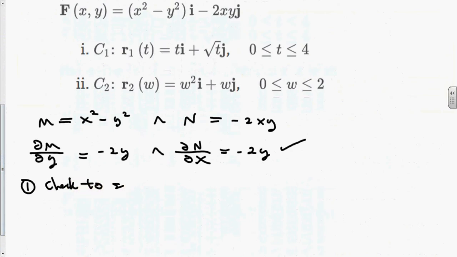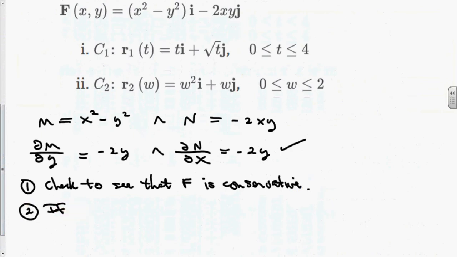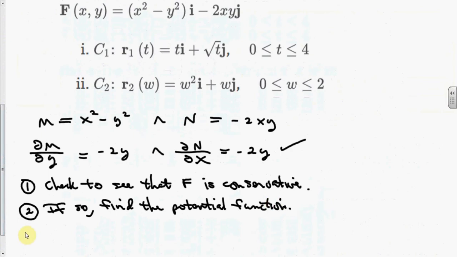So here are the steps. Step 1, check to see that capital F is conservative. Step 2, if so, find the potential function. Step 3, evaluate the potential function at the limits.